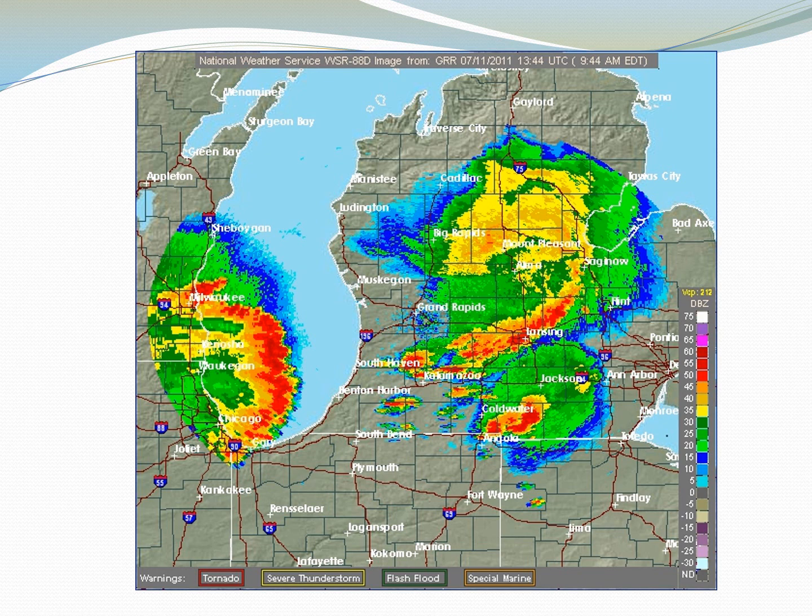This is a still radar image from July 11, 2011. Strong storms developed in the lee of Lake Michigan around Kalamazoo and Grand Rapids and moved east. Meanwhile, Lake Michigan is having no effect in weakening the squall line, which is moving in from the Chicago-Milwaukee regions. That squall line, in fact, produced a swath of strong damaging winds across southern Michigan.